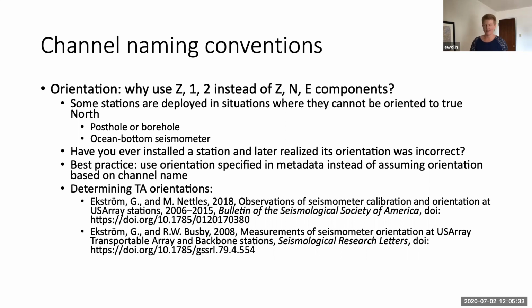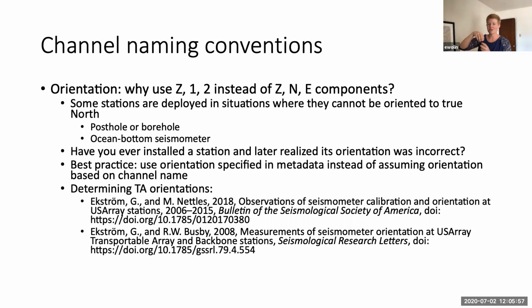And so the reason that ASL uses 1 and 2 is we have a lot of borehole stations. If you're down at the bottom of a 100-meter borehole, as you're lowering that sensor, it's suspended from a cable. It twists a little bit in space as it goes down, and we do not know the orientation of that sensor when it gets to its final depth and we lock it in place.